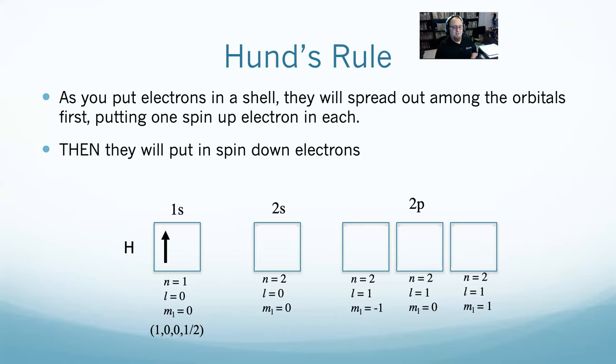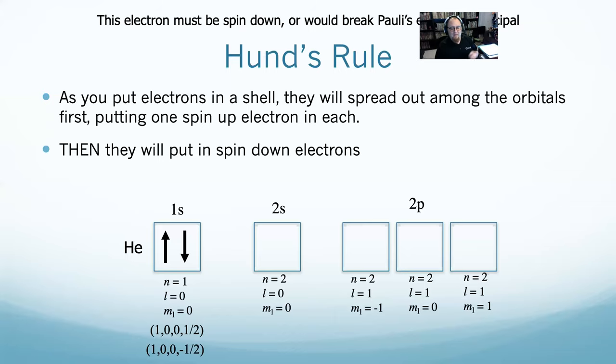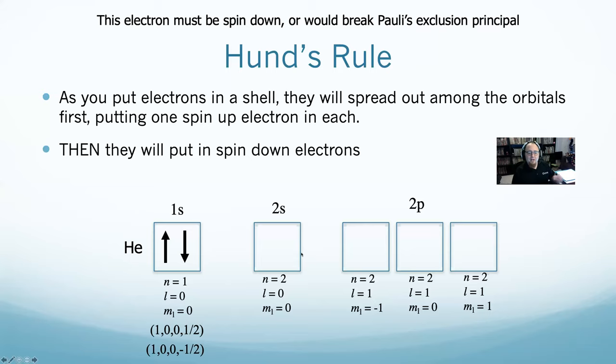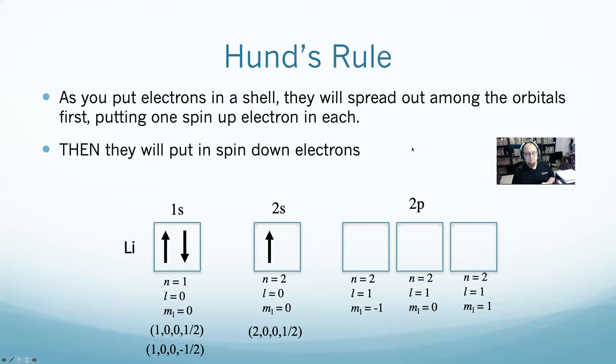Helium has two electrons. They will be respectively in 1, 0, 0, 1/2 and 1, 0, 0, -1/2. Now I know that has to be spin down or else it would violate Pauli exclusion principle. Lithium has three electrons. Those three electrons will be 1, 0, 0, 1/2; 1, 0, 0, -1/2; and 2, 0, 0, 1/2. If I need another electron for beryllium, it has to be spin down, Pauli exclusion. If I have five electrons, that's boron, the electron has to go to 2p. If I have six electrons, that's carbon, that electron cannot go in the same M of L equals negative one.